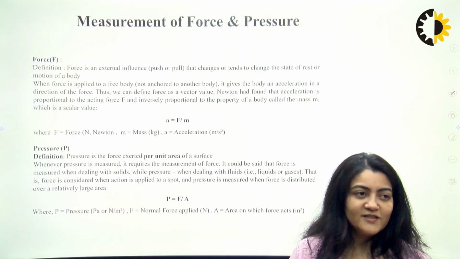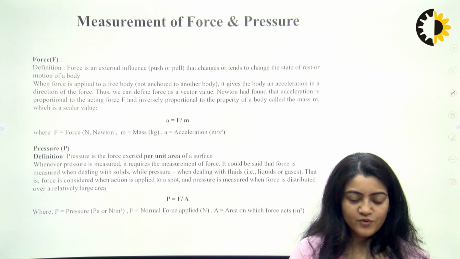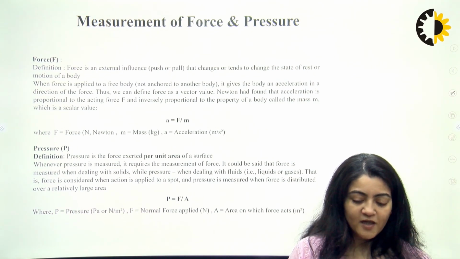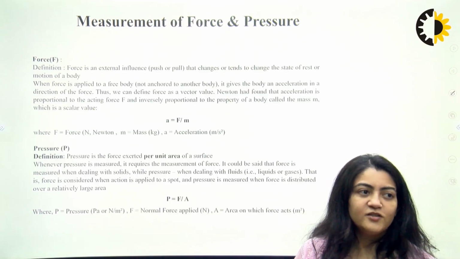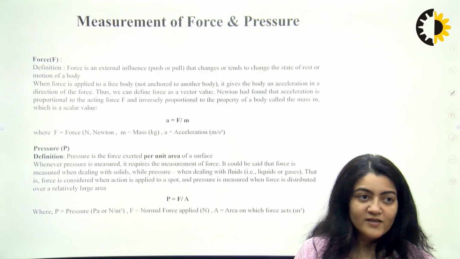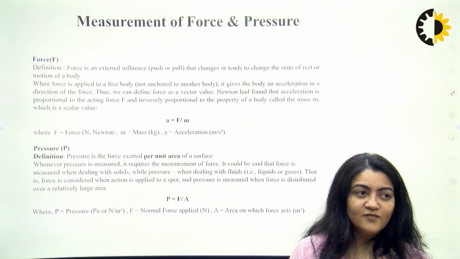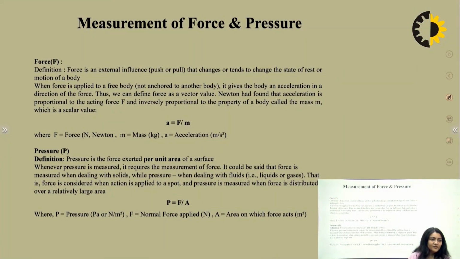Now, what is pressure? Pressure is the force exerted per unit area. Suppose it is upon an area, how much force you have applied will give out the value of pressure. So, whenever pressure is measured, it requires the measurement of force. So, it could be said that force is measured when dealing with solids, while pressure is measured when dealing with fluids, liquids or gases. Force is considered when action is applied to a spot, and pressure is measured when force is distributed over a relatively large area. So, pressure is equal to force upon area.